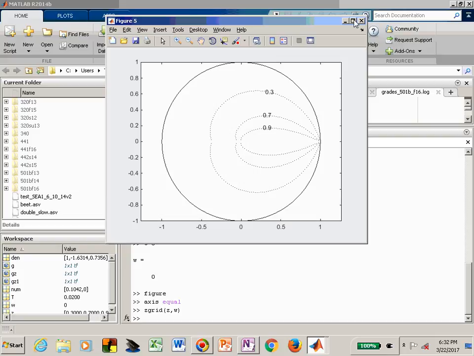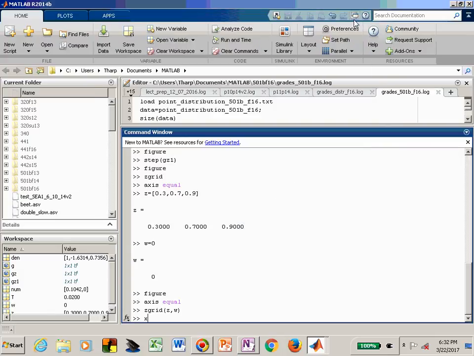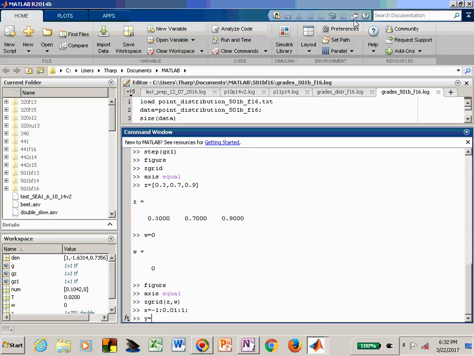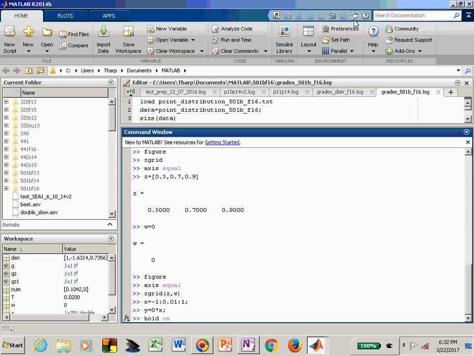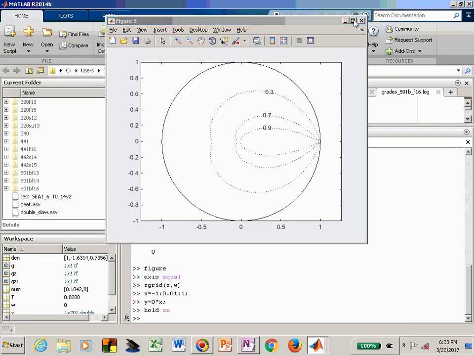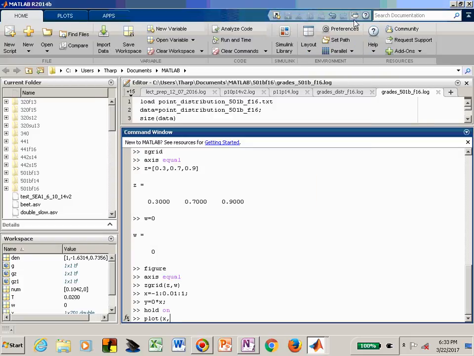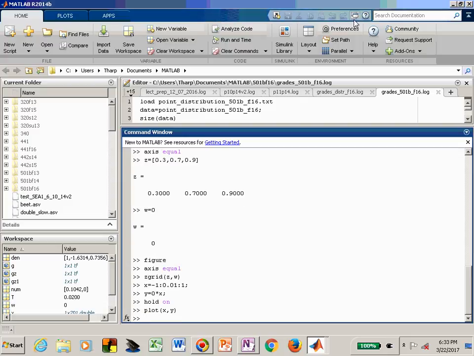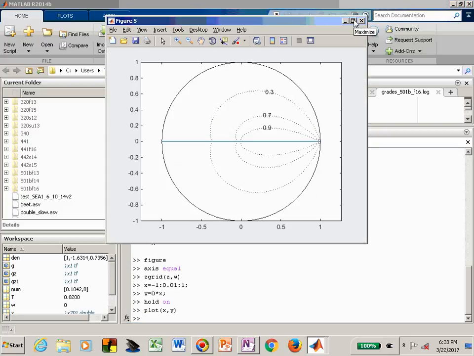And maybe this isn't very clean, but we could actually put in, if we said, oh, let's let x equal -1 to 0.01 to 1. And let's say y is equal to 0 times x. Basically what I'm doing now is putting a horizontal line and a vertical line in that maybe ugly picture before. So I'm holding my figure window. And now what I want to do is plot x comma y. And now I have this horizontal line through the center so that I can sort of orient myself.